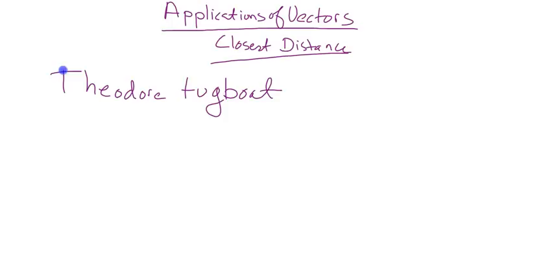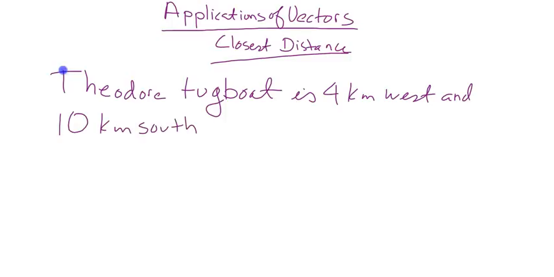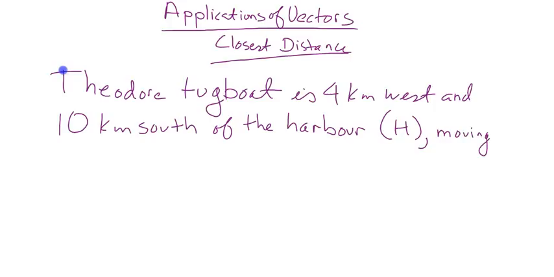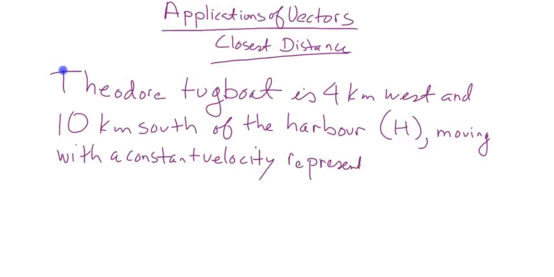Theodore is 4 kilometers west and 10 kilometers south of the harbor, which we shall call H, moving with a constant velocity represented by the column vector (2, 4) kilometers per hour.